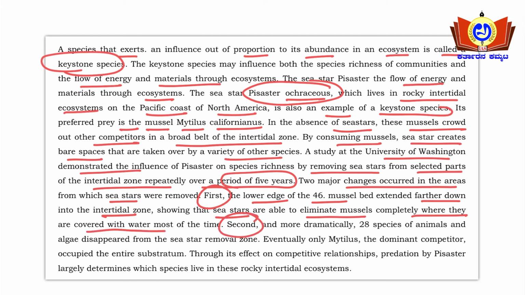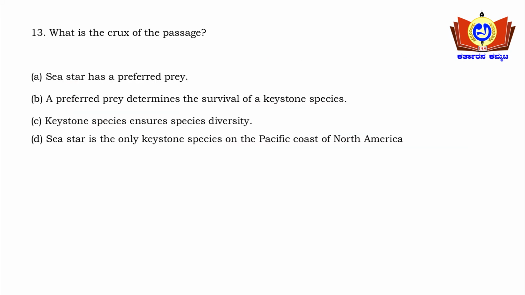Second, and more dramatically, 28 species of animals and algae disappeared from the sea star removal zone. Eventually, only Mytilus, the dominant competitor, occupied the entire substratum. Through its effects on competitive relationships, predation by Pisaster largely determines which species live in these rocky intertidal ecosystems. Okay, so this is the passage here.